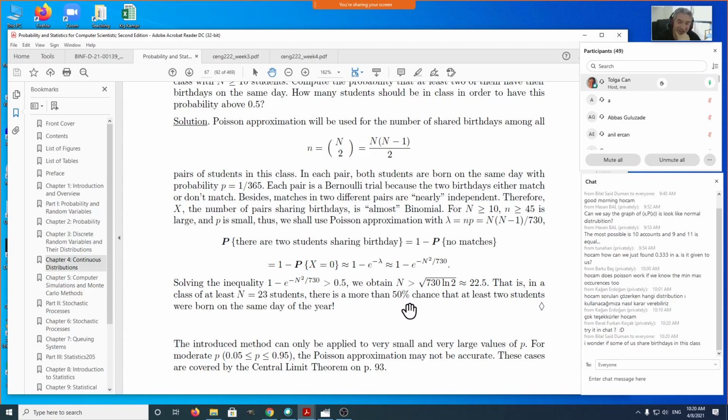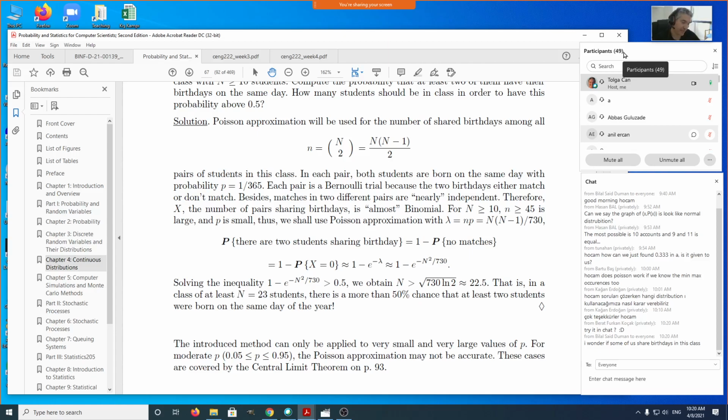Yeah, we can also try this in chat. There are 49 students right now in this class. Obviously, they will share a birthday. But when we ask what is the probability that somebody has a birthday today, that's a different problem. We will not be trying that.